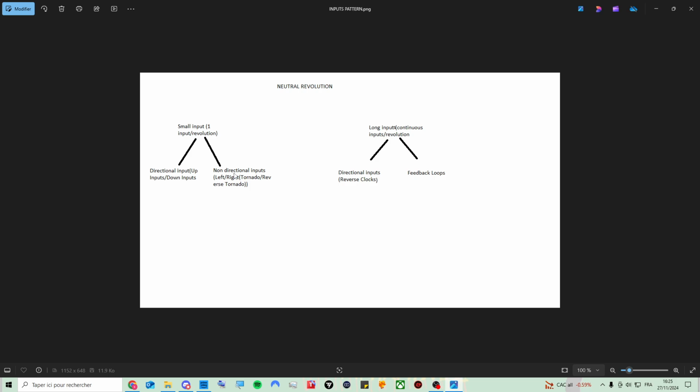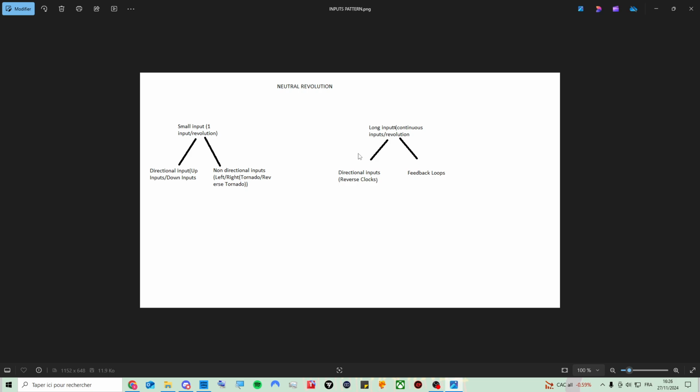And now we have long inputs, as in continuous inputs. So it's the same thing. You either have directional inputs, like reverse clocks, which is the most important thing to learn with your muscle memory, because this is what's going to allow you to turn left and right and up and down. And when I say up and down, by the way, it doesn't mean that you're going to go up and you're going to go down. It mostly refers to speeding up and slowing down, right?